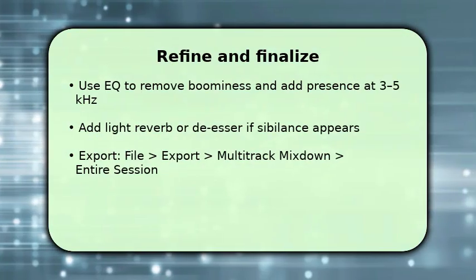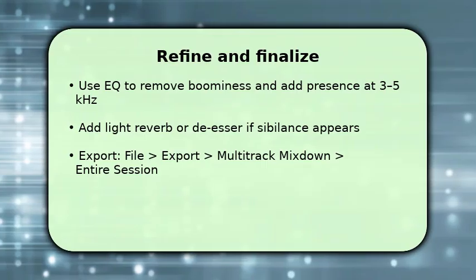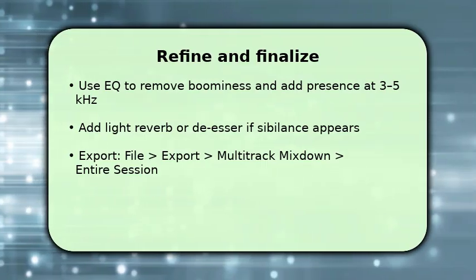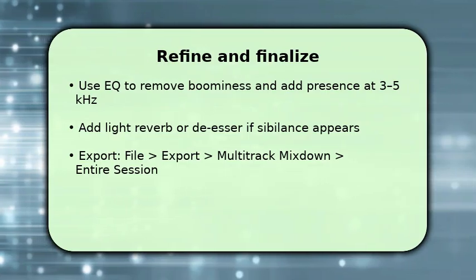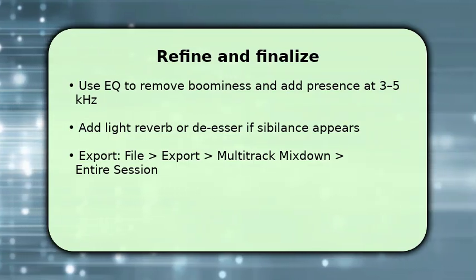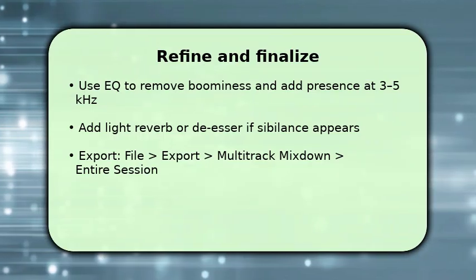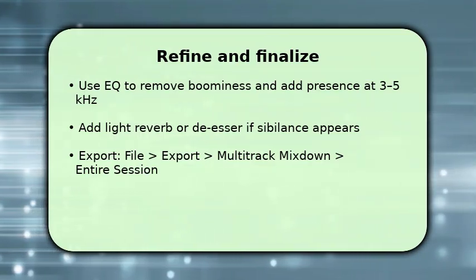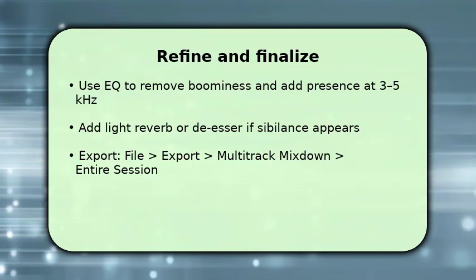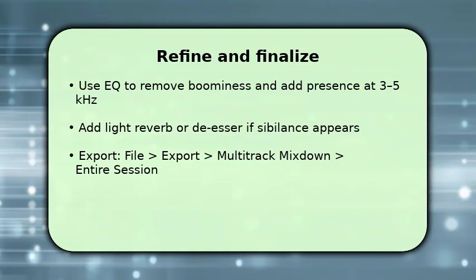Finish by refining EQ, dynamics, and spatial sense. You'll cut low rumble with a high pass at around 80-120 Hz and boost presence slightly near 3 to 5 kHz to keep clarity after pitch changes. Apply gentle compression to even levels and a de-esser if sibilance increased. Once satisfied, bounce a multi-track mixdown to the desired format.